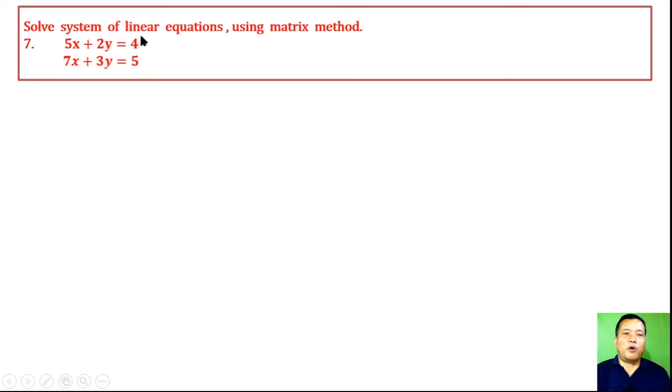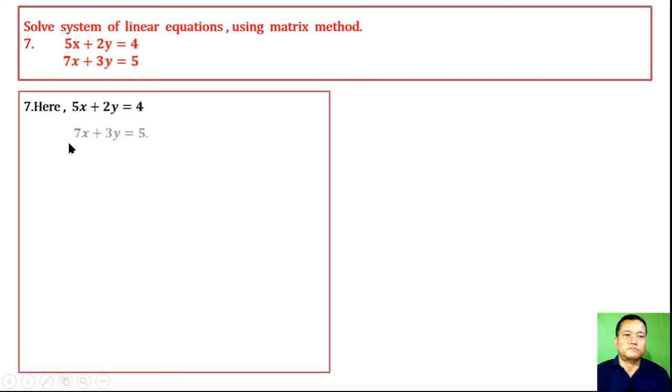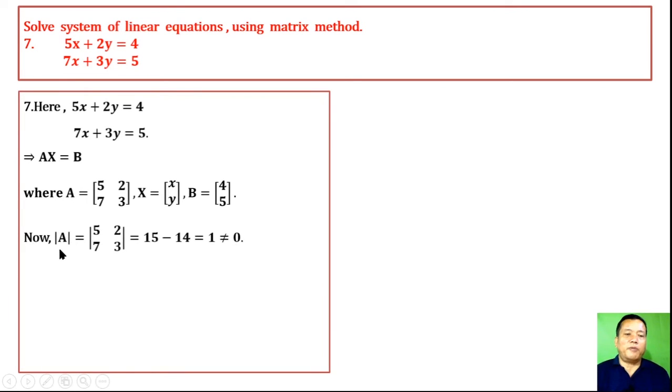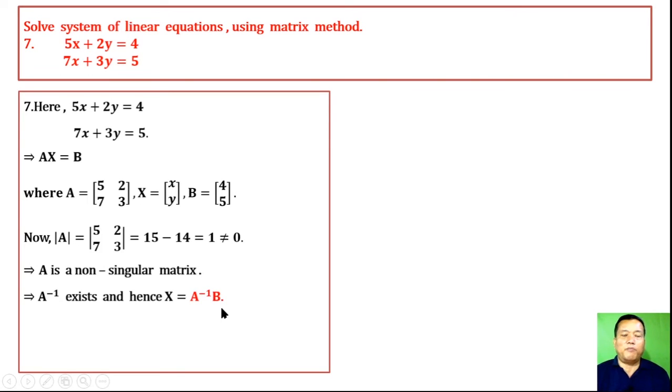Solve system of linear equations using matrix method. Here Ax equal to B, where A is this, X is this, B is this. Now determinant of A is 15 minus 14 equal to 1 does not equal to 0. Implies A is a non-singular matrix. Therefore A inverse exists and hence X equal to A inverse B.